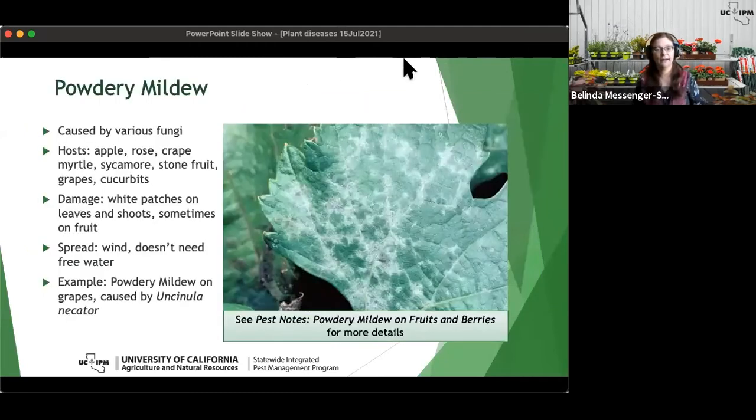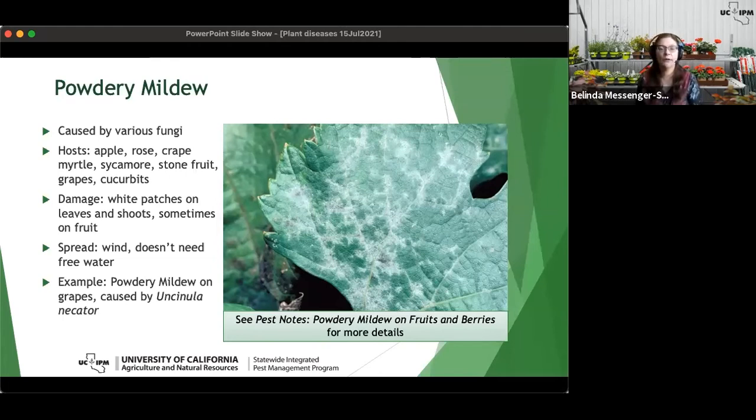Okay, next slide, please. Powdery mildew. Most people are probably going to be quite familiar with this one. It's very common, especially on cucurbits. But the fungi causing powdery mildew can also infect grapes, crape myrtle, roses, sycamore, and other plants. The distinctive fuzzy white patches on the leaves, shoots, and fruits are actually the mycelium, the branching cells of the pathogen, and its spores. This sign of the pathogen enables you to correctly identify the disease.